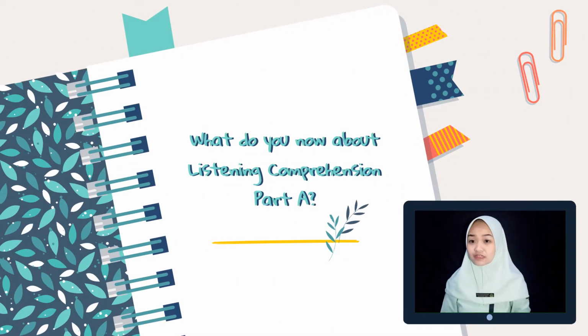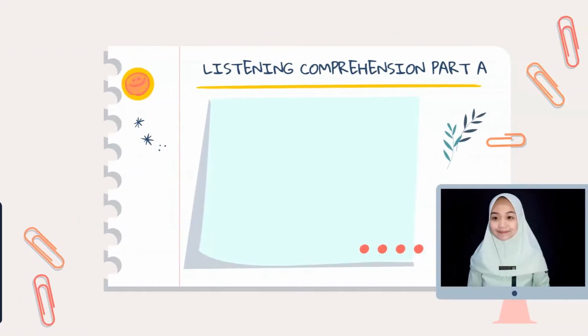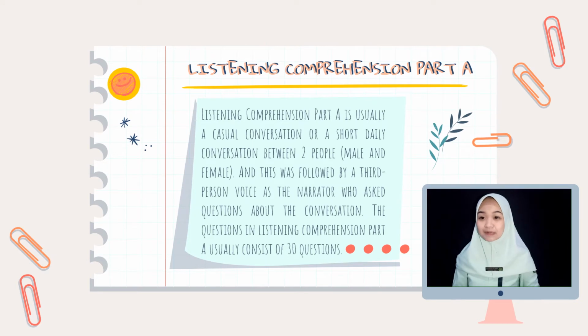What do you know about listening comprehension part A? Listening comprehension part A is usually a casual conversation or a short daily conversation between two people, male and female, and this is followed by a third-person voice as the narrator who asks questions about the conversation. Part A usually consists of 30 questions.